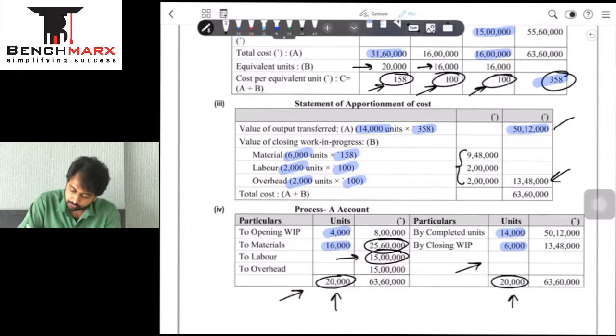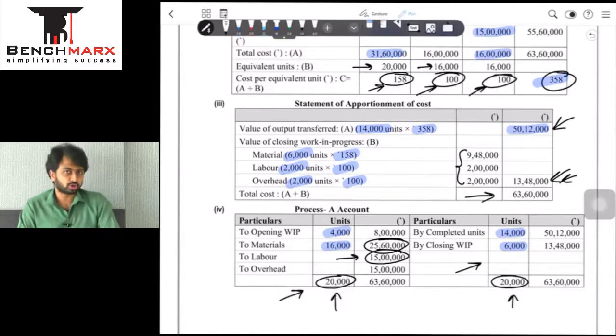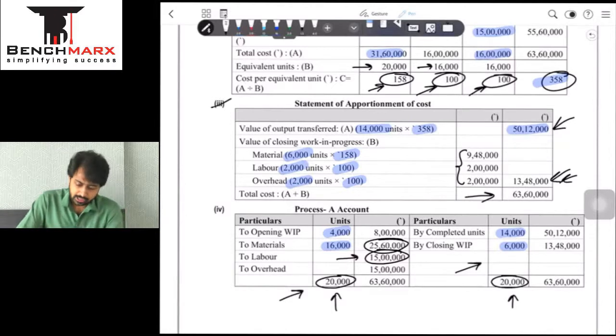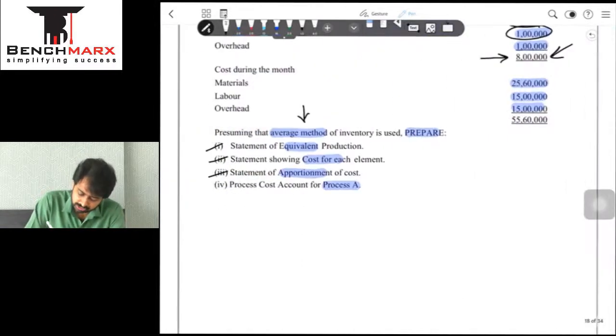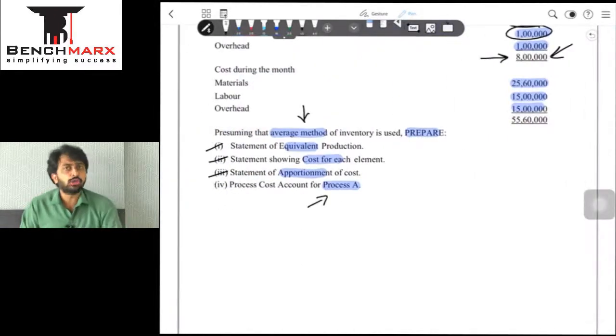Add the cost of this, add the cost of this. This is my total cost of A plus B, that is goods transferred and closing WIP. ठीक है, सो अपना पार्ट नंबर 3 भी हो चुका है. लास्ट पार्ट they must definitely ask to make a process account, that is nothing but do all my posting.